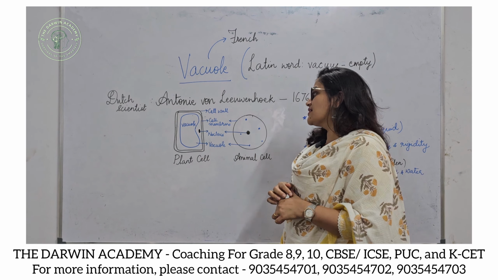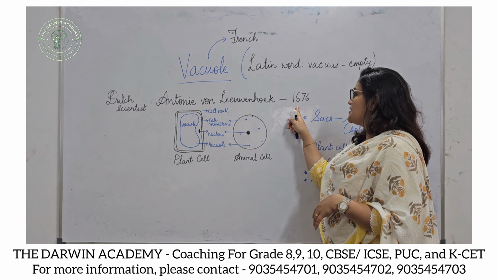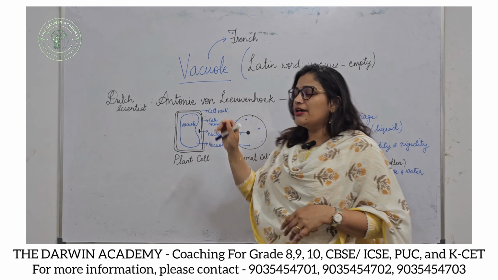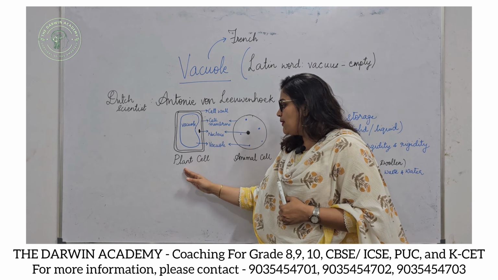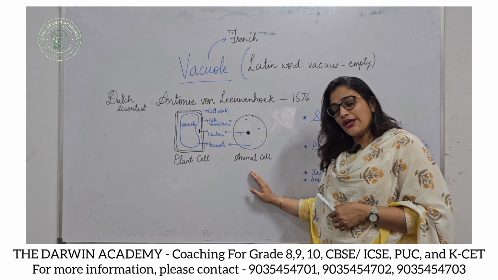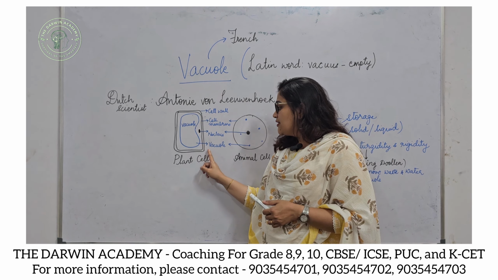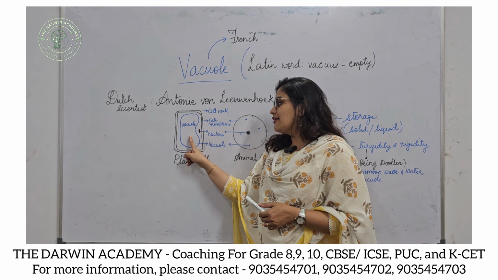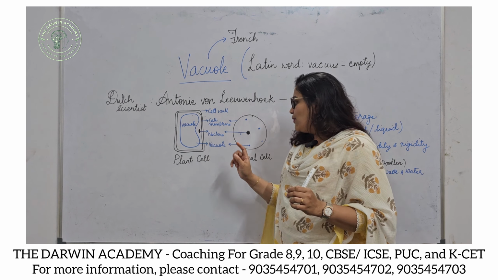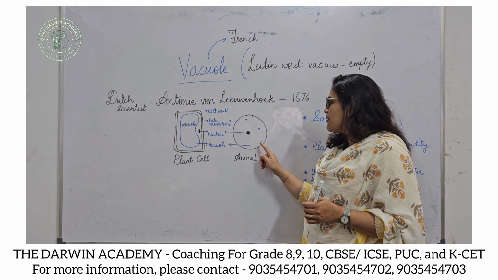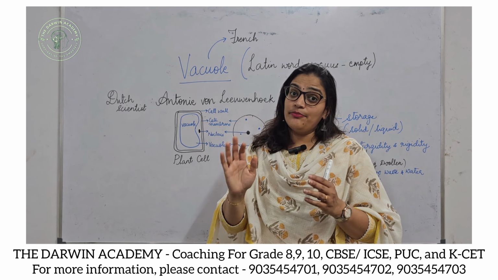Then who discovered vacuole? It was Antony von Leeuwenhoek way back in 1676. He discovered vacuoles. Vacuoles are present both in plants and animal cells. But you can notice a difference here, that the vacuoles present within the plant are large and there is only one single vacuole in a plant cell, whereas within an animal cell, there are many smaller vacuoles and they are temporary as well.